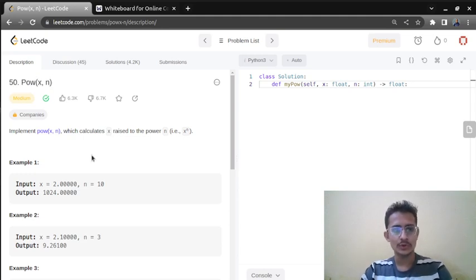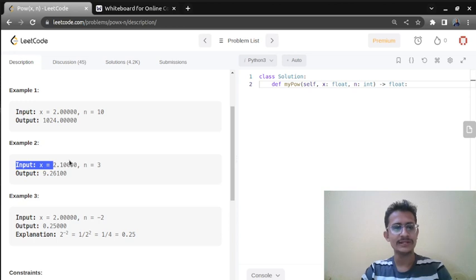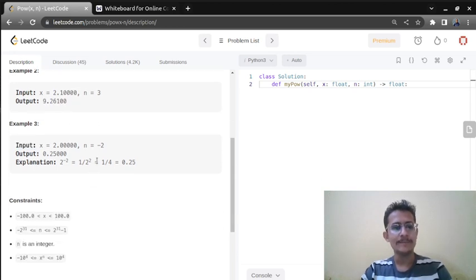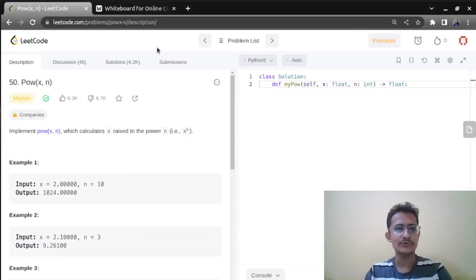So the question itself says that two variables will be given to us, x and n, and we need to find x raised to the power n. Suppose 2 and 10 is given, so we need to find 2 to the power 10, that is 1024. Similarly, if 2.1 to the power 3 is given, we need to return the output, and the power can be negative also. In case of negative, it will be like this: 2 to the power minus 2, we know that it is 1 upon 2 to the power 2, it will be 1 upon 4, it will be 0.25. So this is the question that we need to solve.